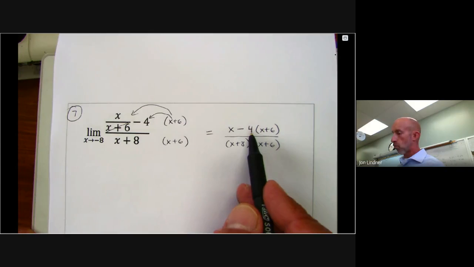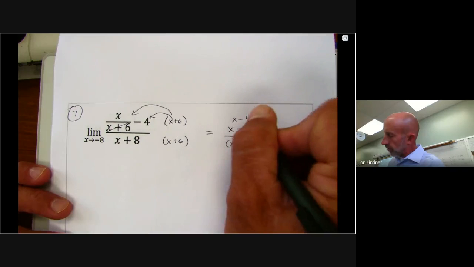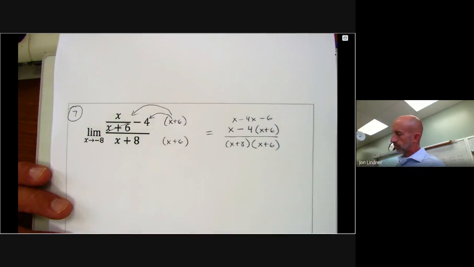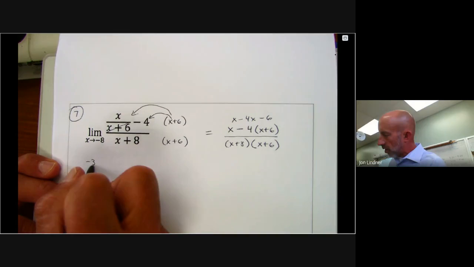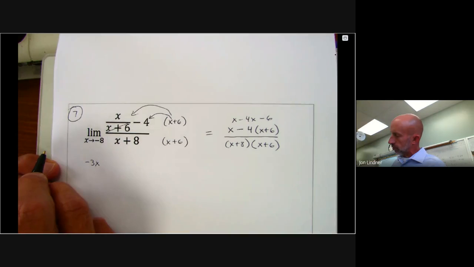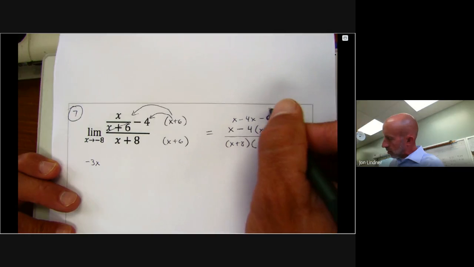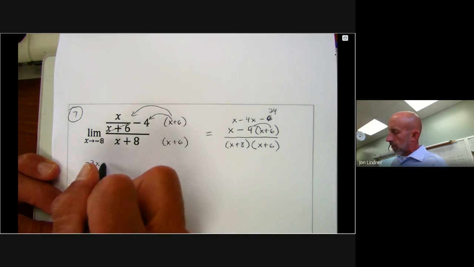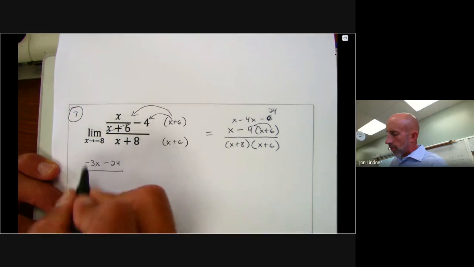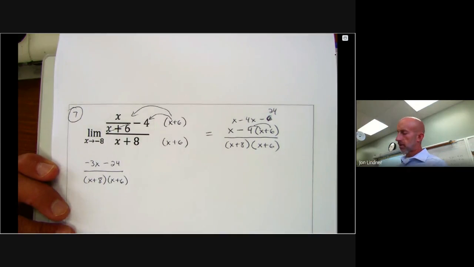Let's clean it up a little bit more first. On top, this would be x minus 4x minus 6. So on top, I have negative 3x. I'm sorry, when I distribute this 4 through, this should be a 24 here. Negative 4 times x, negative 4 times positive 6. I'm going to have negative 3x minus 24 over x plus 8 times x plus 6.